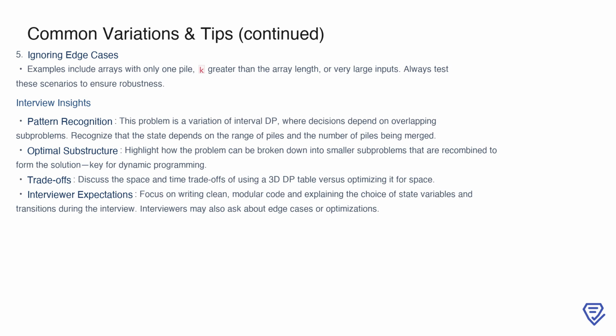Furthermore, be prepared to discuss trade-offs, such as the balance between space and time complexity. For example, using a 3D DP table is intuitive but may require more memory, while optimizing for space can make the implementation more complex. Finally, focus on writing clean, modular code and explaining your choices for state variables and transitions. Interviewers might also test your understanding by asking about edge cases or potential optimizations.